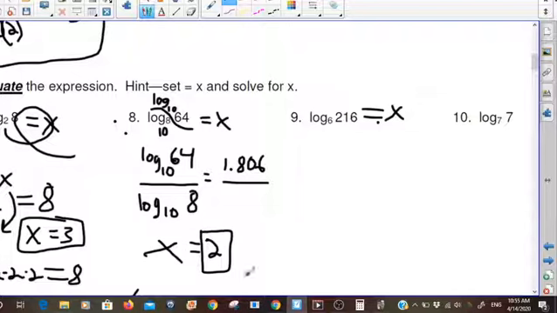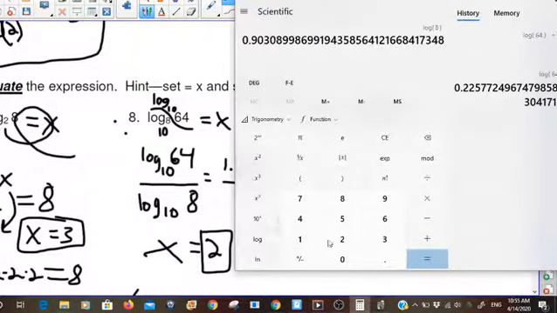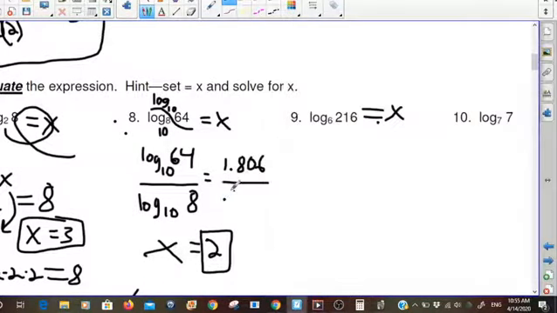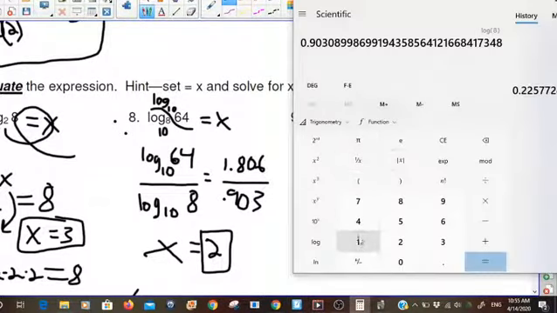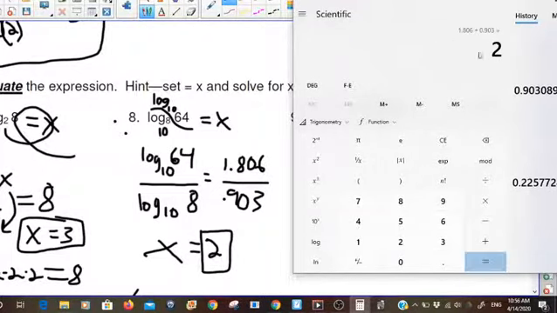As our answer. Again, let's try log of 8. So that's 0.903. Now the problem is we've kind of rounded too soon there, but it should be pretty close. 1.806 divided by 0.903. And so, yep, still gives us 2.